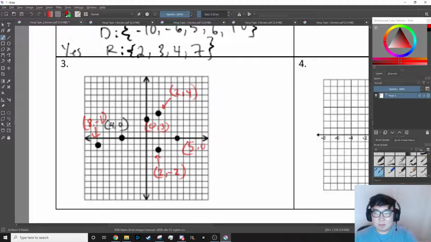5, 0. Okay. So, is this a function? This is not a function, because of the vertical line test right here. It fails here and here. There's 2 of them. So this is not a function.